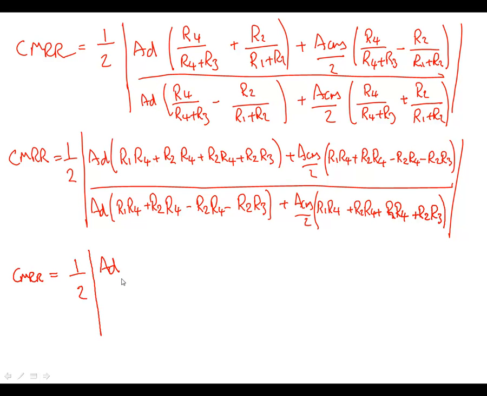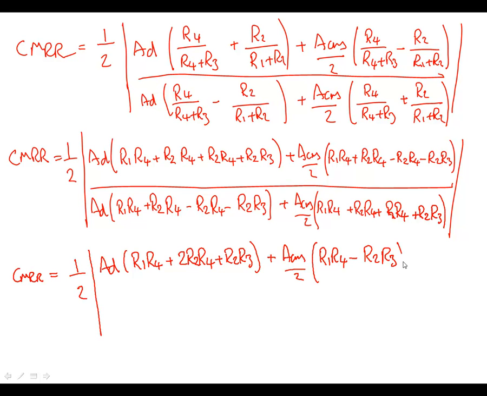Equal to AD. Our numerator contracts a little bit: R1 R4 plus 2 R2 R4 plus R2 R3. So we've collected this term here and this term here in the 2 terms, and ACM over 2. In this one, 2 terms actually effectively cancel. We lose the R2 R4 R2 R4 so we end up with R1 R4 minus R2 R3. That term's a little bit simpler.